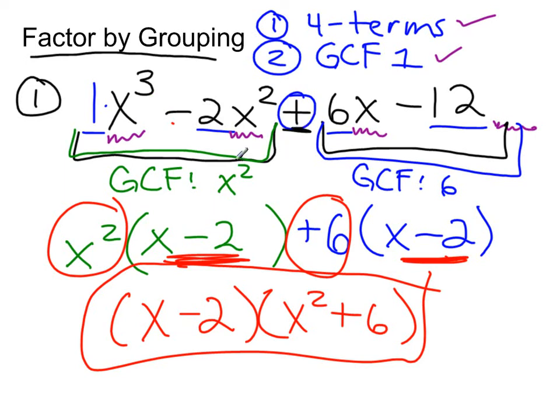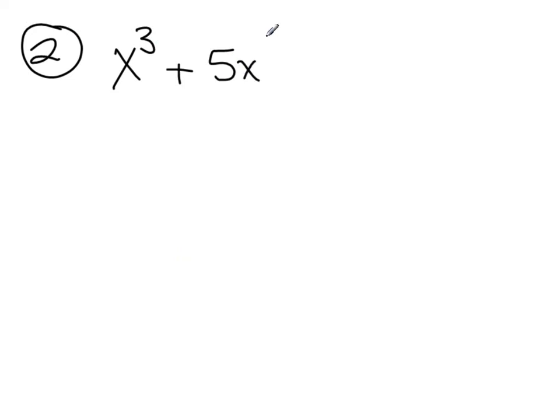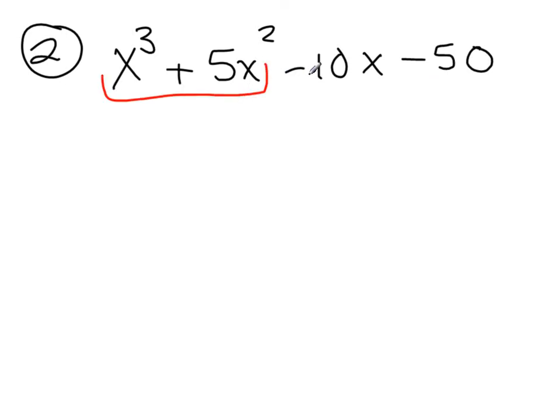I'm going to show you one more with the few minutes I have left on this video. And it's going to have a negative. So we have x cubed plus 5x squared minus 10x minus 50. And now, same deal, 4 terms. The GCF is 1, I'll tell you that in advance. We're going to group the first 2 together and the last 2 together.